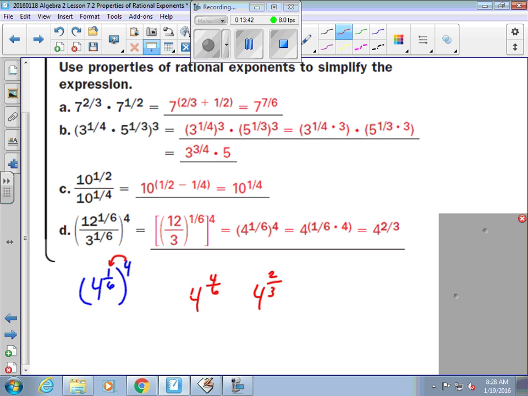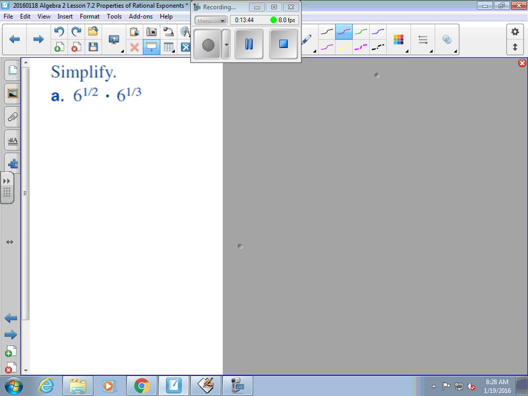Before we get out of here, let's see if we can knock out a couple of example problems. In the margin, everybody, I know there's not a lot of room on the back. Copy down this problem right here: 6 to the 1/2 times 6 to the 1/3. Take about 30 seconds on that one.